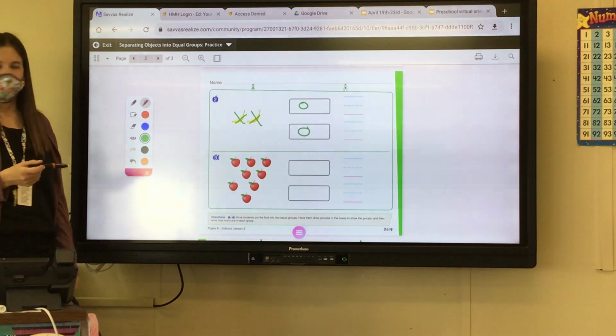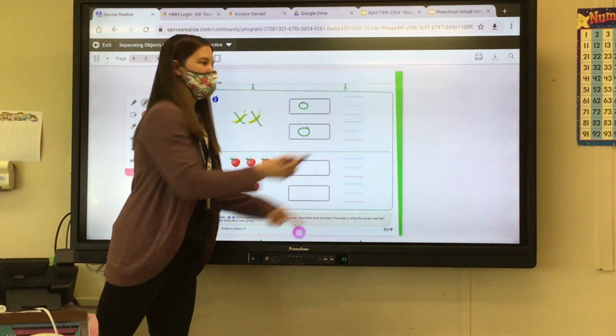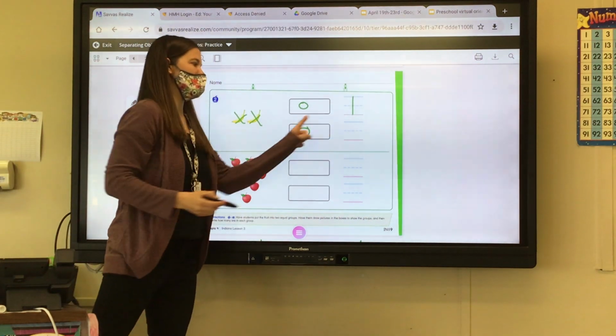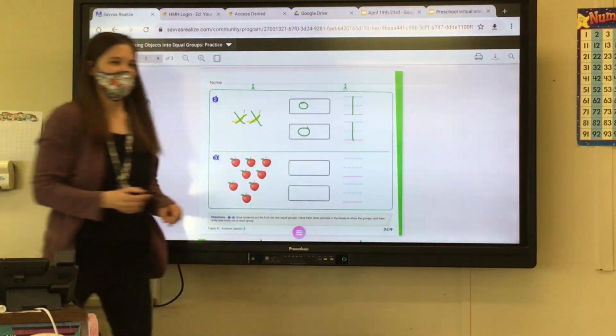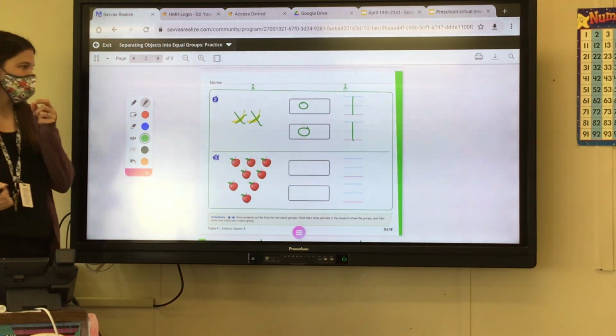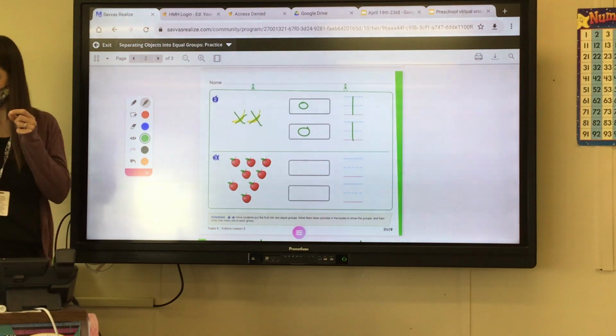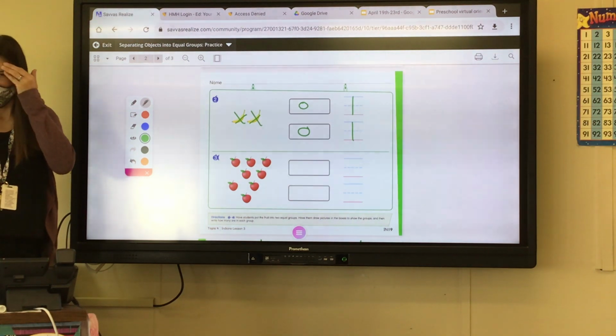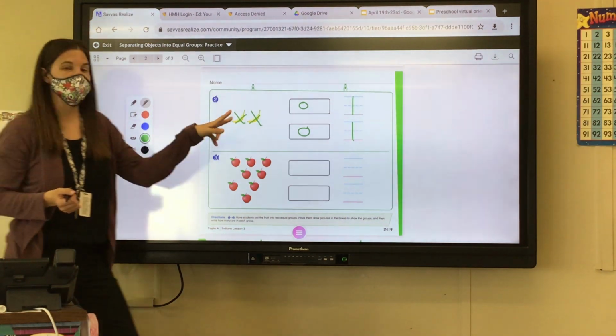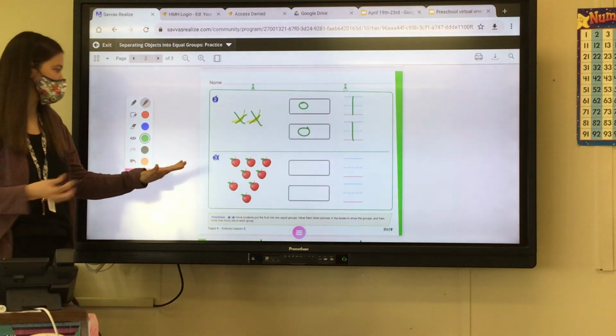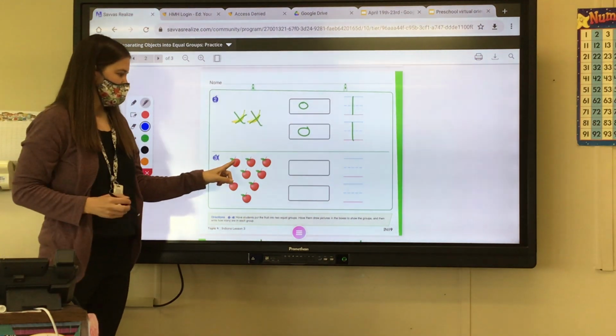How many are in the top group? 1. How many are in the bottom group? 1. Is that equal group? Yes. 1 plus 1 is 2, so there were 2 bananas. Okay, look down at the next one. We knew it was 2 because it's so little.